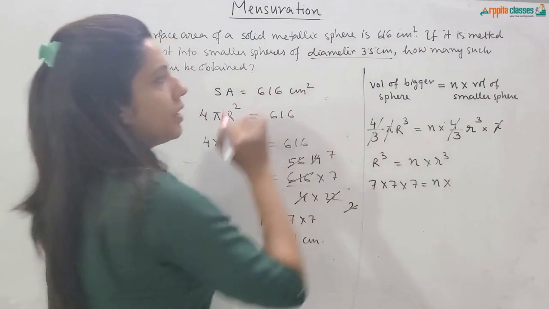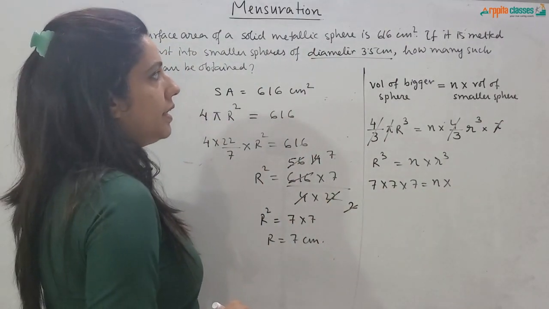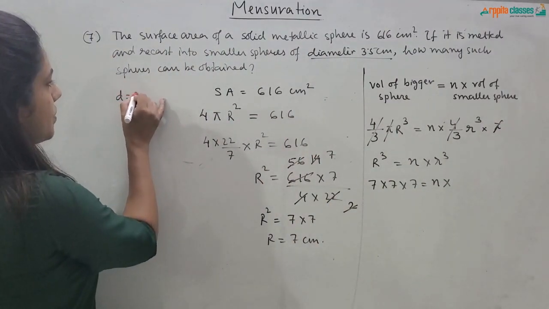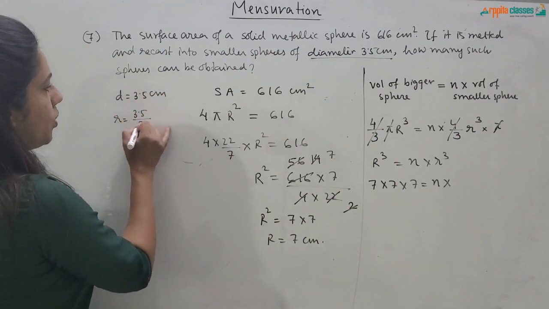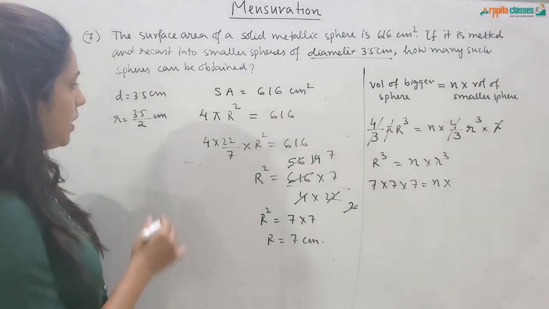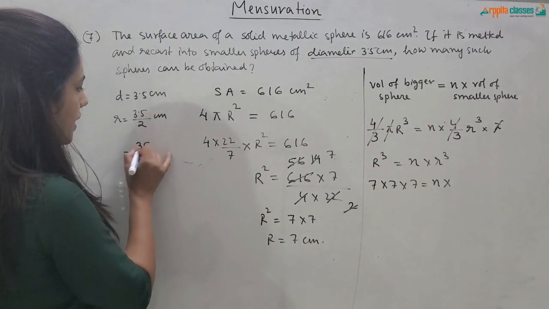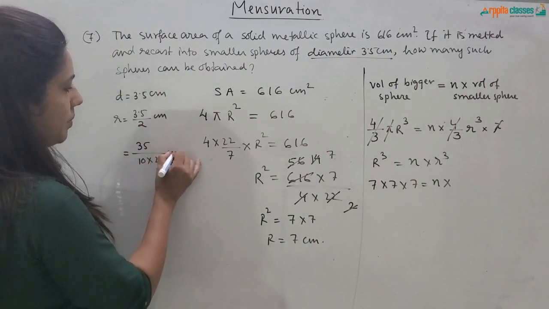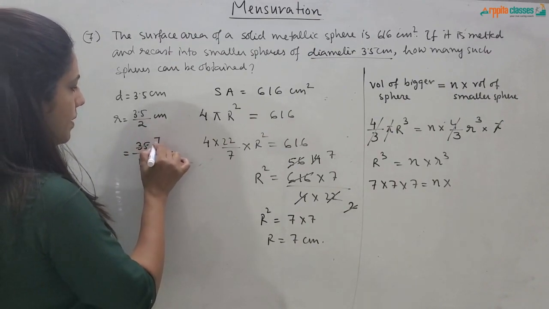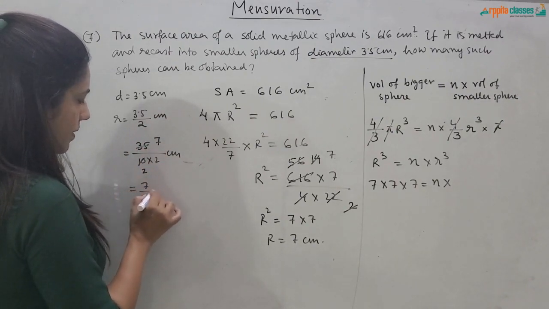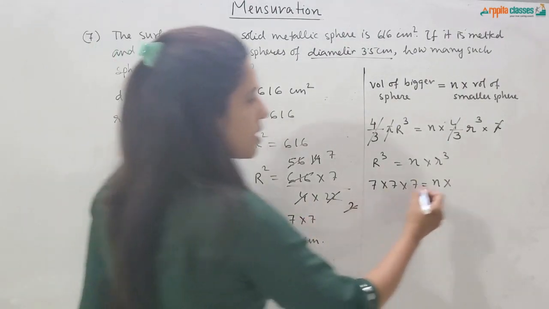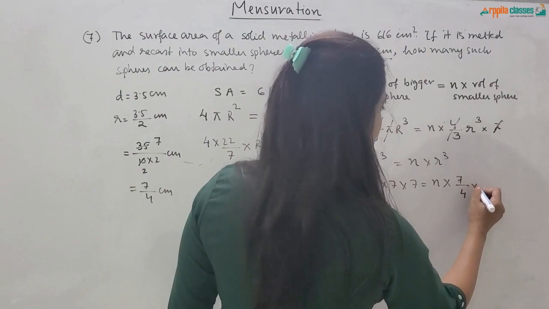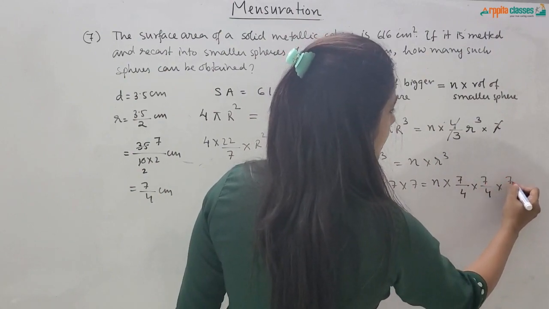Now the diameter of the smaller sphere is 3.5. That means if the diameter is 3.5 centimeter, the radius is 3.5 upon 2 centimeter. I'll convert it into a fraction: 35 upon 10 into 2 centimeter. So 5 7s are 35 and 5 2s are 10. So it will be 7 by 4 centimeter, the radius of the smaller sphere. So I'll put it here: 7 by 4 into 7 by 4 into 7 by 4.